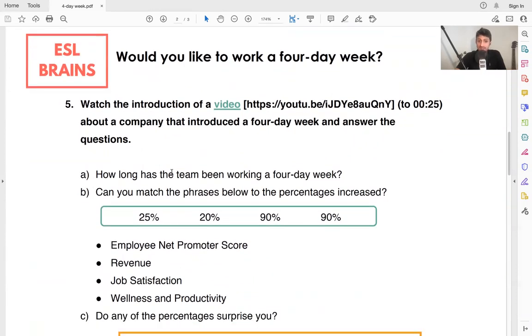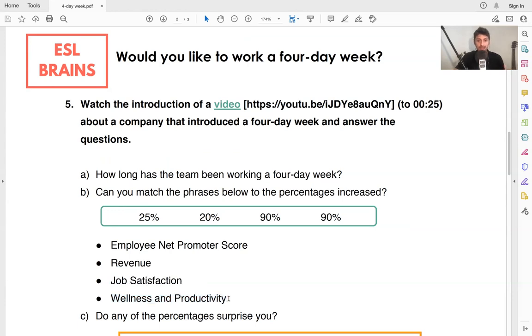Actually, for this exercise, just watch the first 25 seconds and answer these questions. How long has the team been working a 4-day week? How long have they been doing it? And here we have four terms. The employee net promoter score. A promoter is someone who speaks about something. They promote, they share information, they push something. The net promoter score. Revenue, we talked about that. That's the money that you make. Job satisfaction is how happy you are with your job. Wellness and productivity. We talked about all of this.